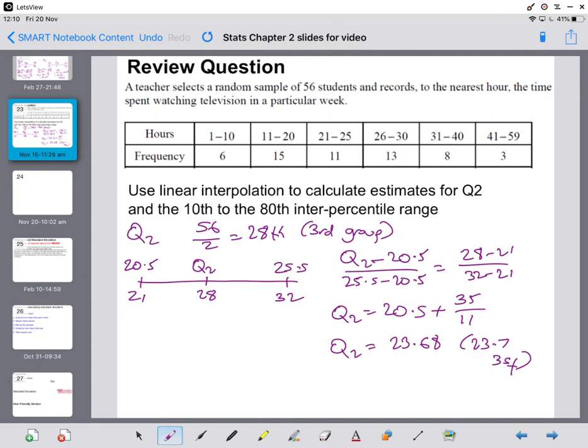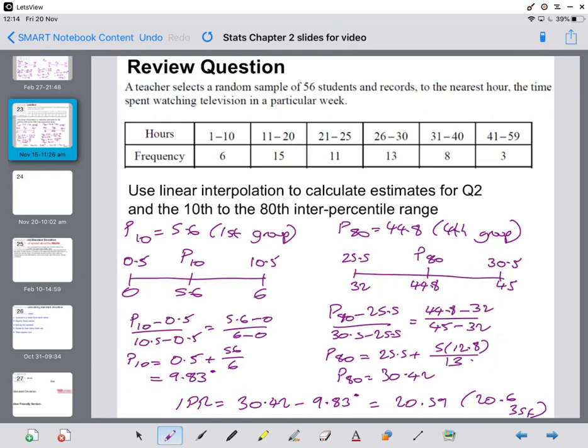Next, we'll go through part B to find the interpercentile range. Looking at the second part, the interpercentile range, if we do 10%, we get 5.6 for P10, which is in the first group. If we do P80, we get 44.8, which is going to be the fourth group. We set up our diagrams, and I've done that below for P10 and P80.